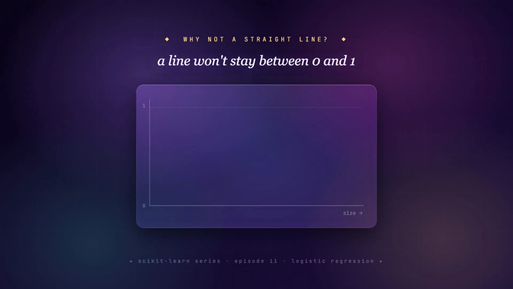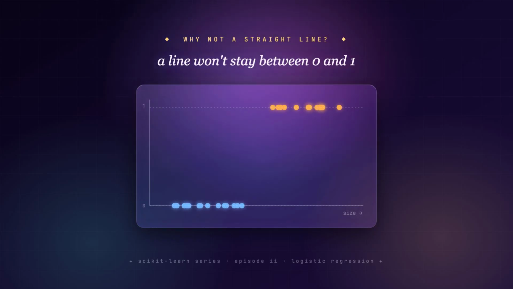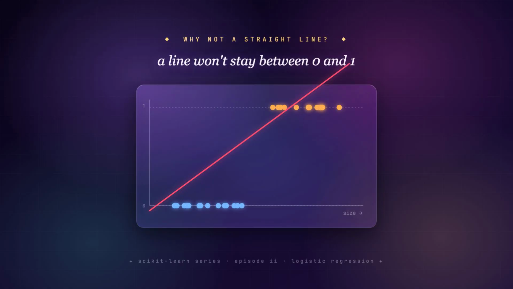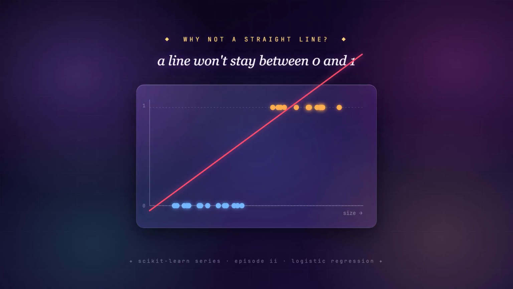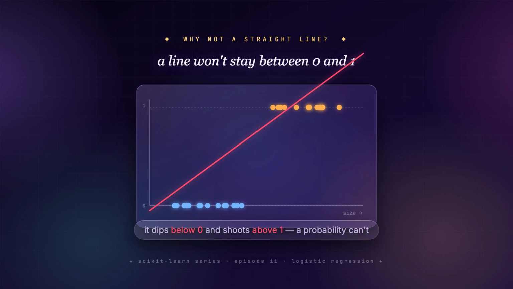Now you might ask, why not just fit a straight line like we did before? The trouble is, a line never stops. It dips below 0 on the left and climbs above 1 on the right, and a probability simply can't do that. And honestly, what would a prediction of 1.3 or minus 0.2 even mean? Nothing. A straight line just doesn't fit a yes or no answer.